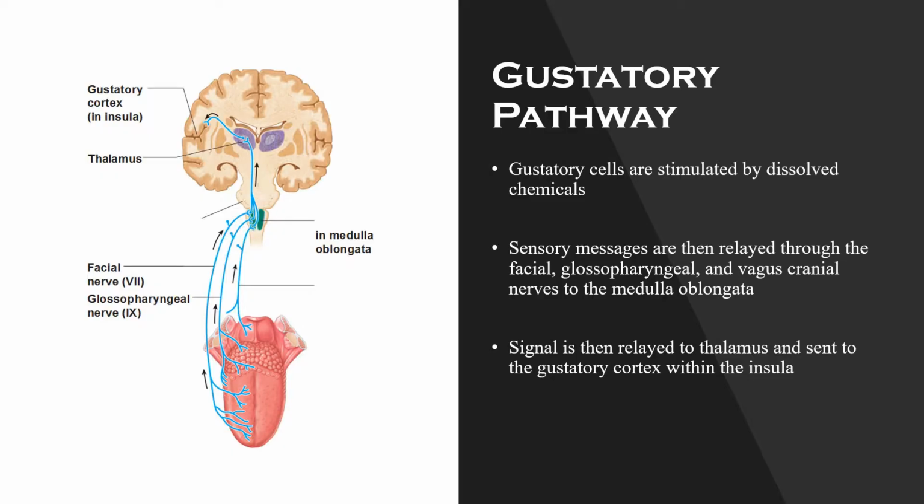So the gustatory pathway is stimulated by dissolved chemicals. Sensory messages are then relayed through the facial, glossopharyngeal, and the vagus cranial nerves to the medulla oblongata. The signal is then relayed to the thalamus and sent to the gustatory cortex, which, if you remember, is located in the insula just under the temporal lobe.